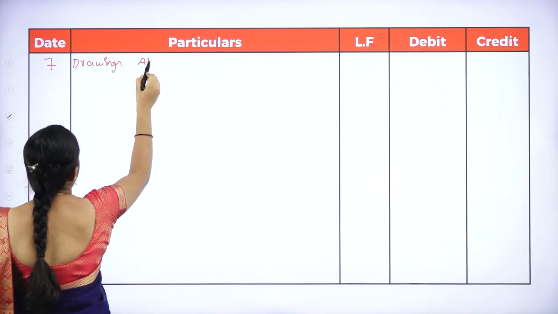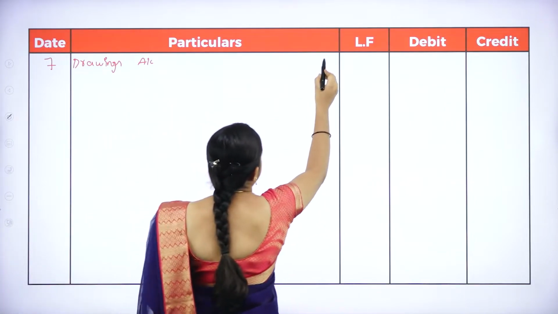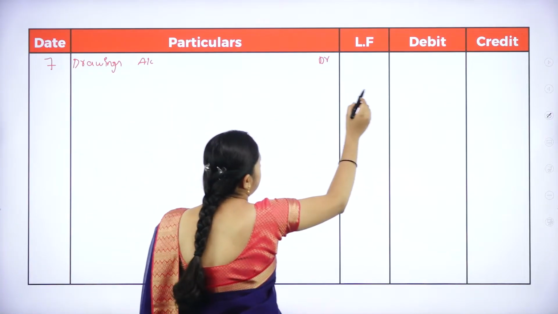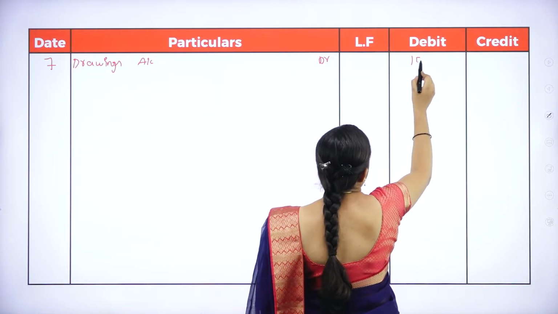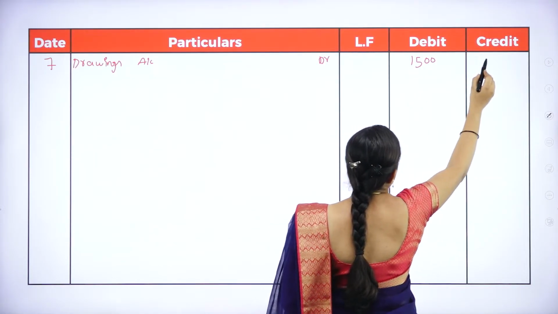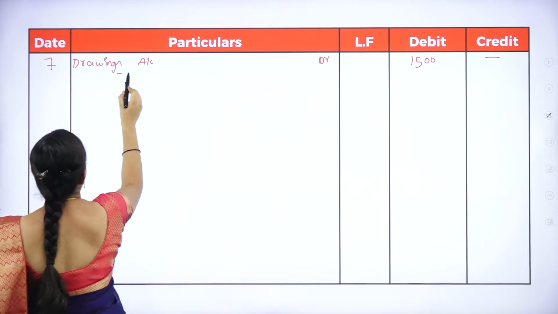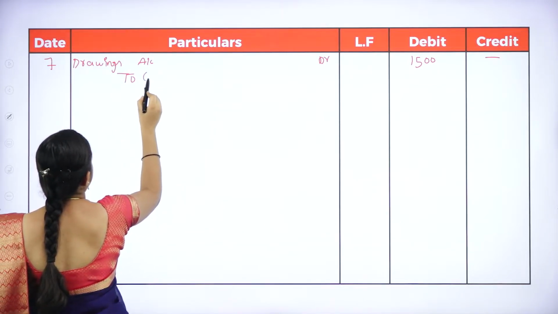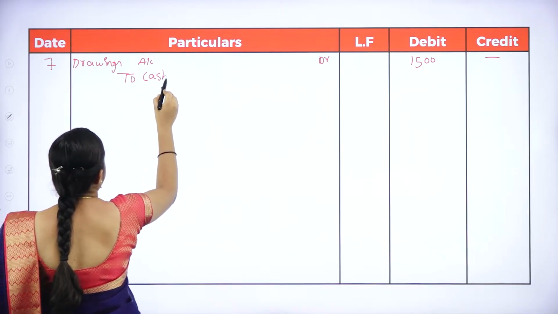Drawings account debit, 1500, to cash account.